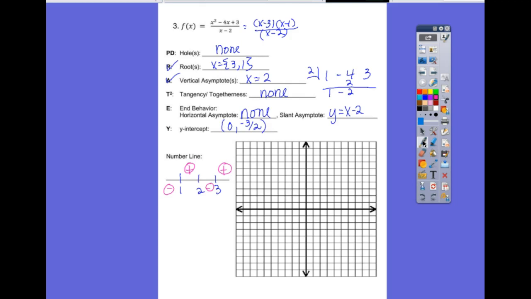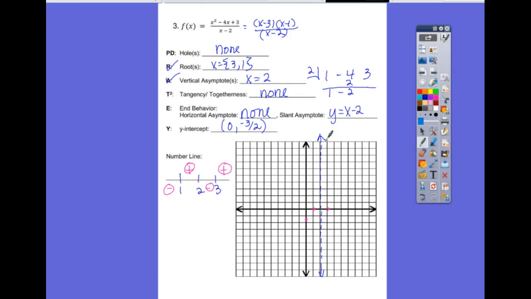Okay, after you fill this in, put all the stuff on. We have the roots, which are 3 and 1. The y-intercept, which goes here. I don't have a hole. So my vertical asymptote is at x equals 2. How many of you are kind of caught up with me? Can I do the slant asymptote? Is that okay? We're good?